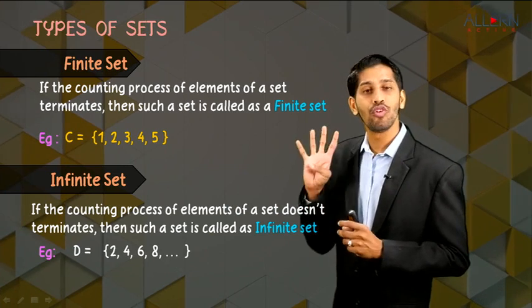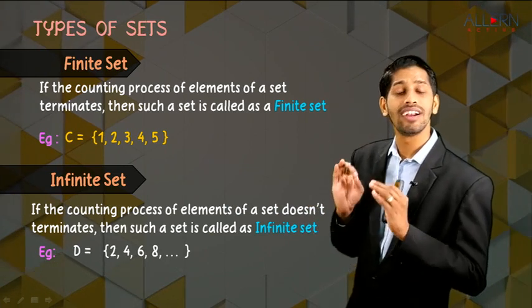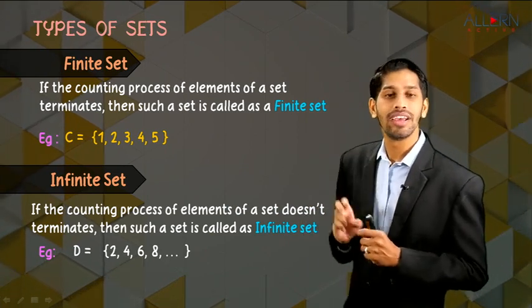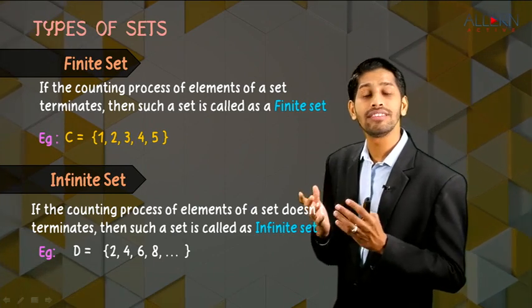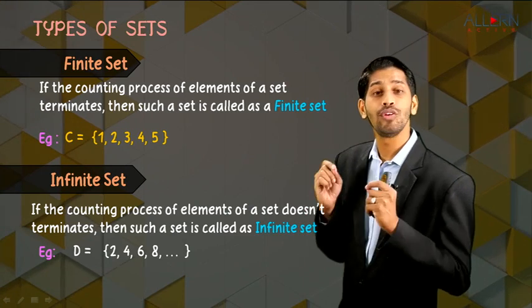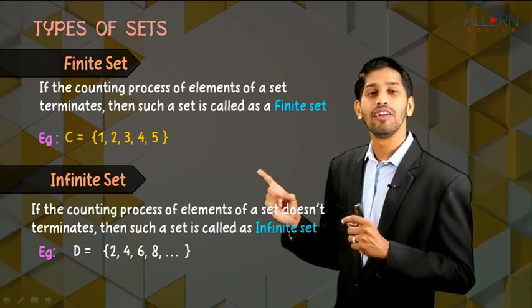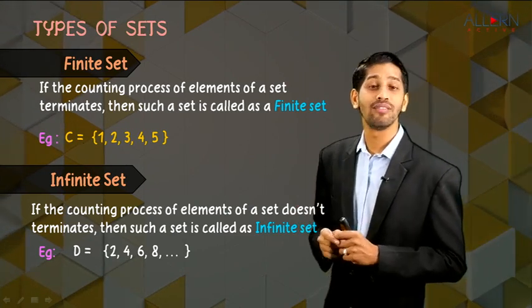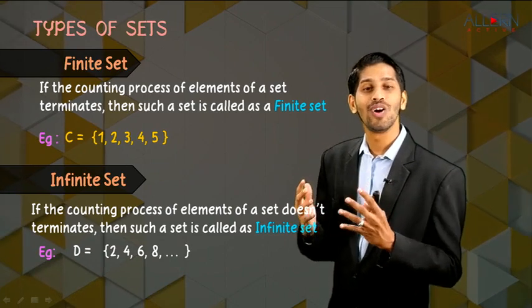So basically there are four types. First is called a singleton set, only a single element. Second is called an empty set, it does not contain any element. Third is a finite set, where counting of elements terminates. And fourth is called an infinite set, where counting of elements does not terminate.